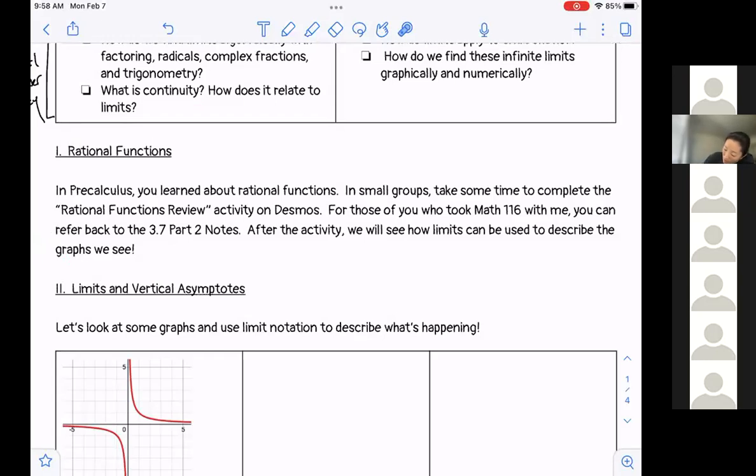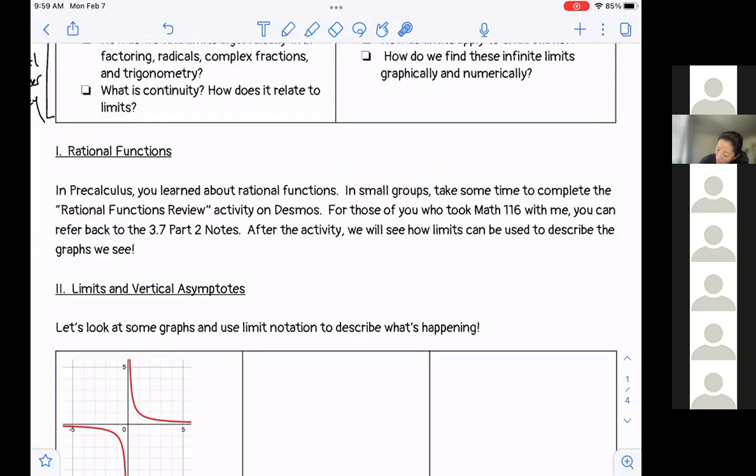And so I put together a rational functions review activity on Desmos, but we're not going to do them in small groups. We're going to do them as a whole class together, because I want us to focus less on getting stuck on a question by myself, and really think about hearing the ways that other people are thinking about these questions.